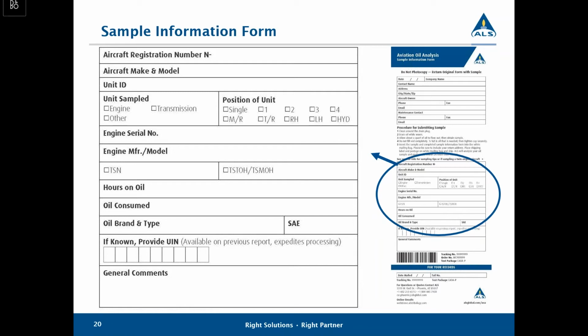The UIN, as you can see there, it says, if known, provide UIN. The UIN is a unique identification number that our laboratory uses for a sample point. So your engine is going to get its own unique UIN number. And if you know that, it can expedite the process. You can write it in there and we'll connect it. Usually the N number and serial number is highly sufficient. With that amount of information, we're going to be able to connect all the dots, but the UIN makes it a little bit quicker for our staff.